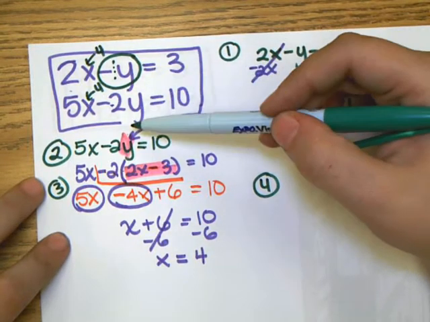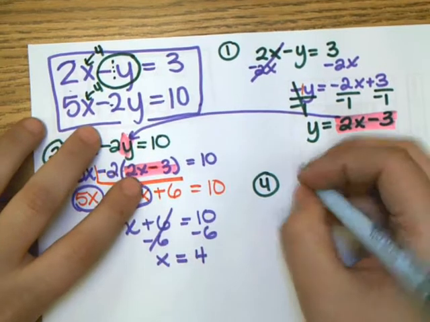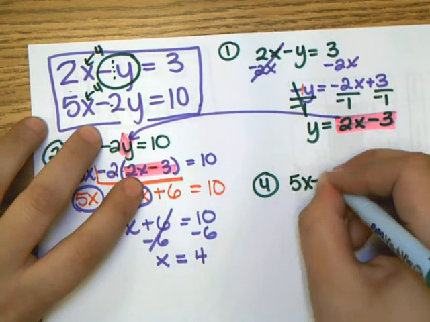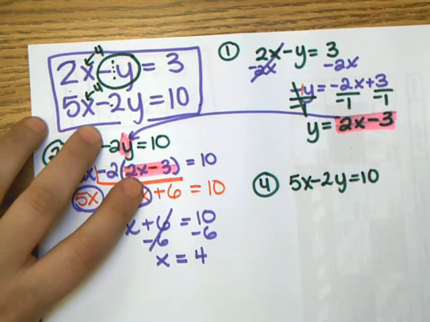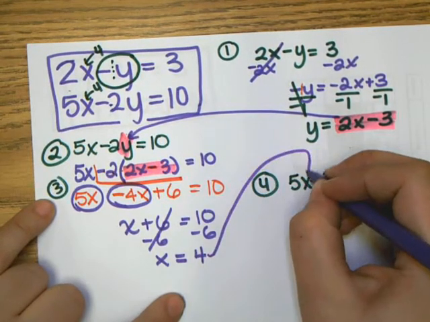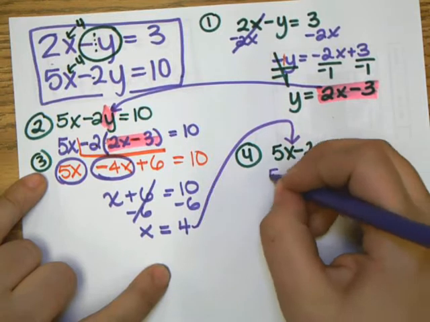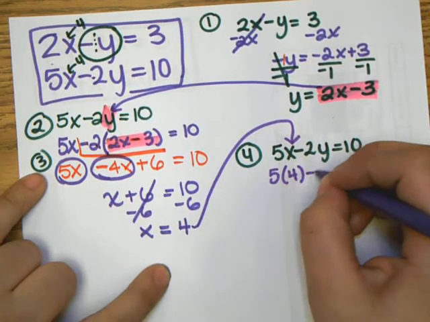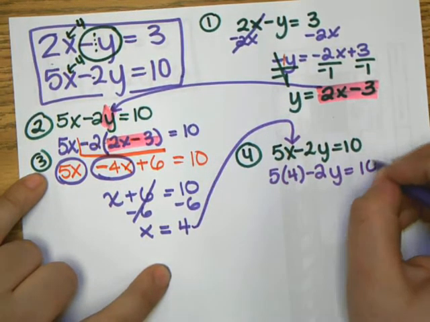So that brings us to the final step, which is step 4. And that means we need to go back, pick one of these equations. I'm going to go with the second one this time. You can pick the top one if you want. And we just got what x is. So I'm going to plug it back in.